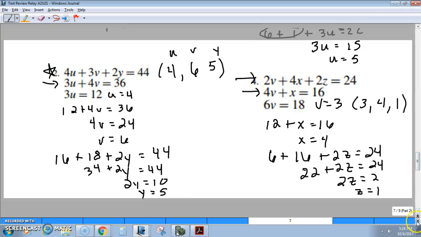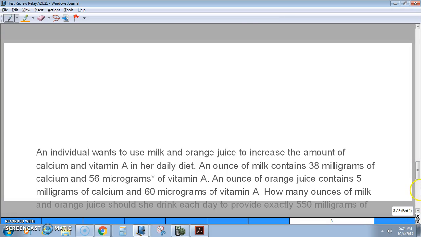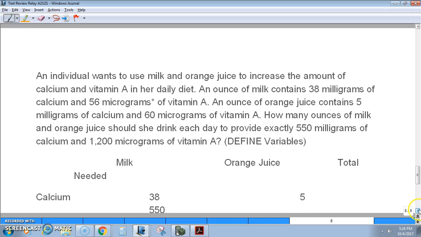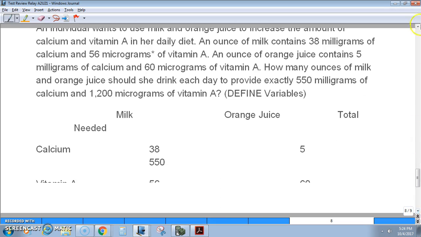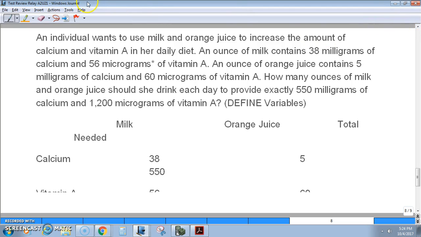All right, almost done, you guys. Okay, so this one's pretty important. I want you to take a look at this because there's going to be one just like it on the final exam for this unit. And the most important part is kind of picking through the words and defining your variables. That's why I said defining your variables in capital letters.